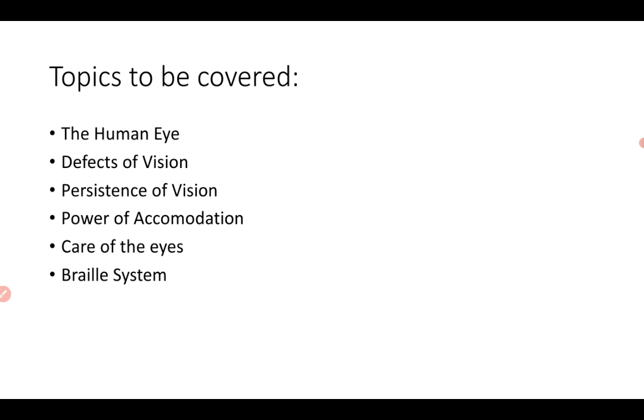In this chapter, we will study the following topics: the human eye, defects of vision, persistence of vision, power of accommodation, care of the eyes, braille system.